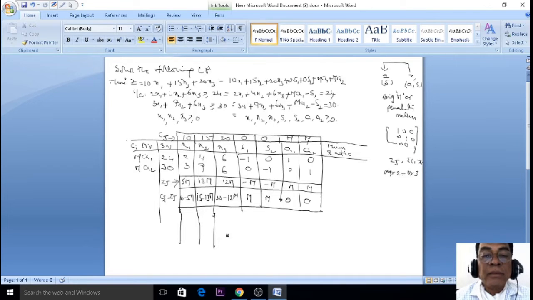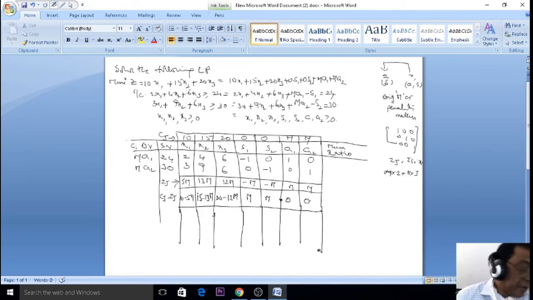In a maximization problem, for the key column you have to select the maximum positive value in Cj minus Zj. In a minimization problem, you have to select the minimum negative M value. Listen, this minimum negative value, you have to take this one. This is called the key column.